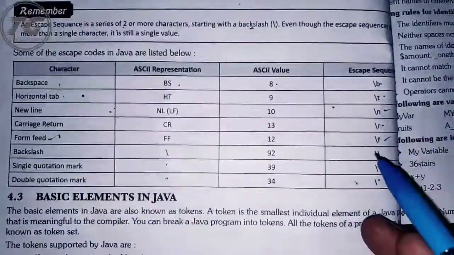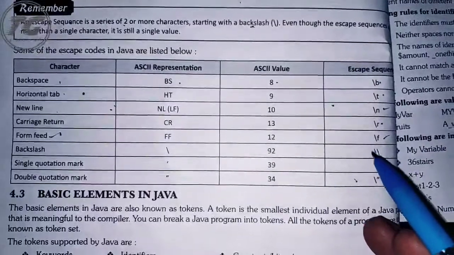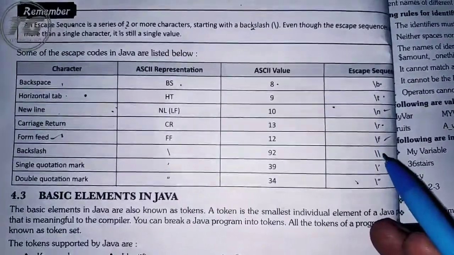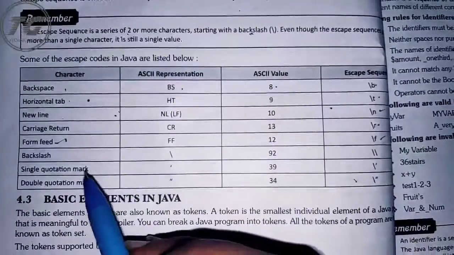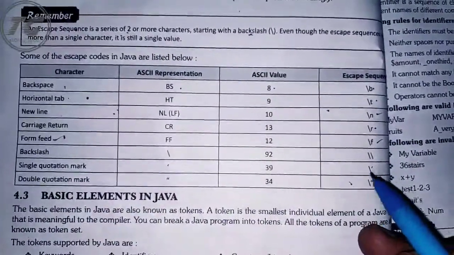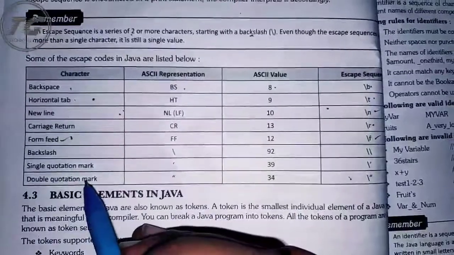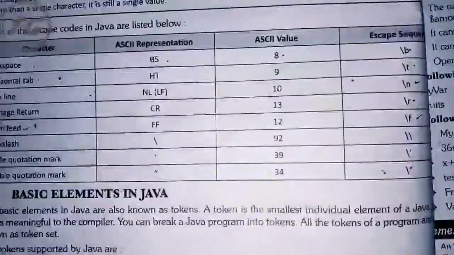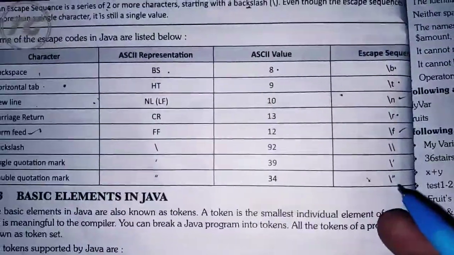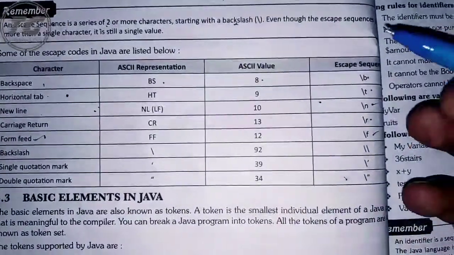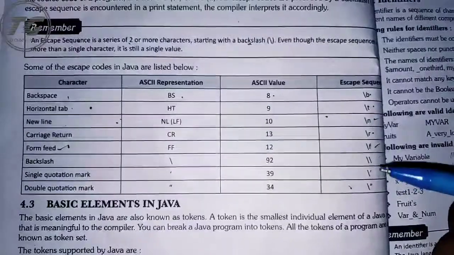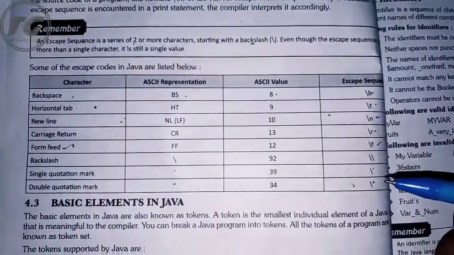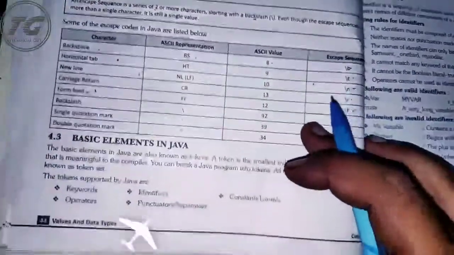If you want to print a backslash, then you can use double backslash. One is the escape sequence and the other backslash will be printed. If you want to print a single quotation mark, you can use backslash single quote. If you want to print double quotation marks, then you can use backslash and double quotes. So these are the escape sequences in Java, and you can use them with the help of strings.